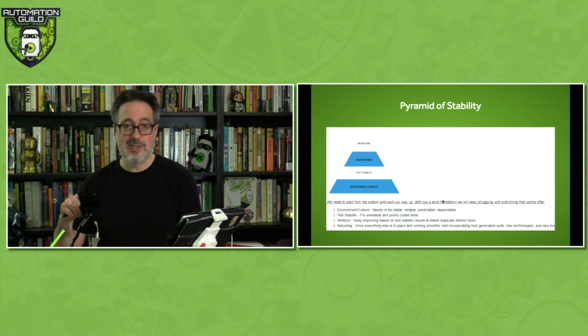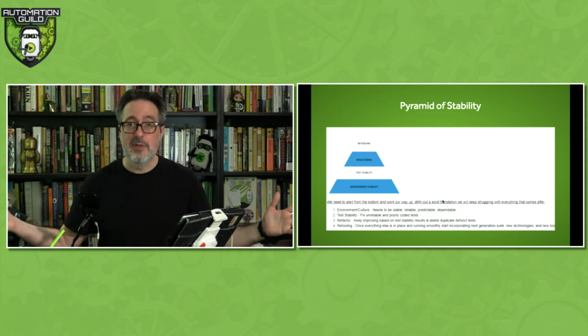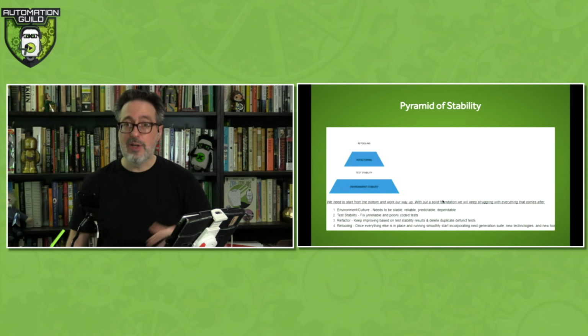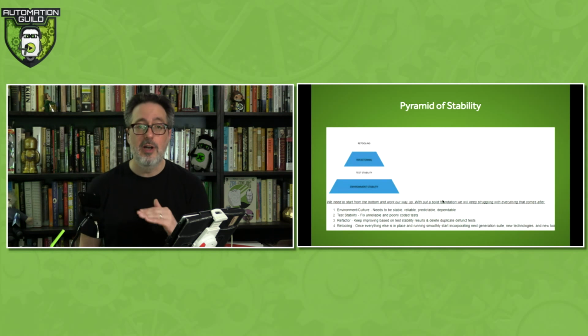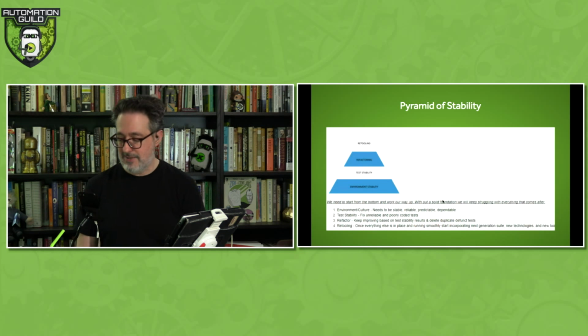Now, this is different if you're starting from a greenfield application. If you're starting from greenfield, I would start from the bottom. Make sure right off the bat you have a stable environment in place before you start creating all your tests. So that's what I'm calling the pyramid of stability.